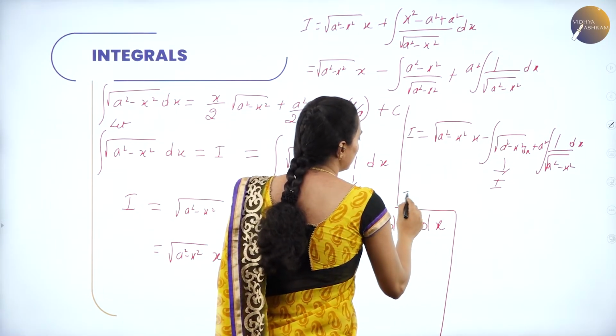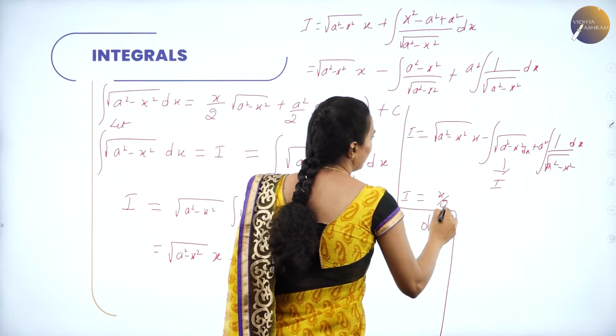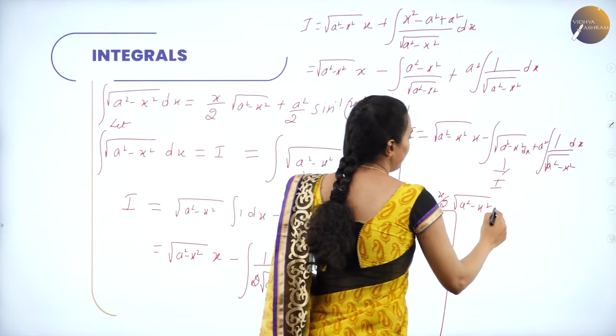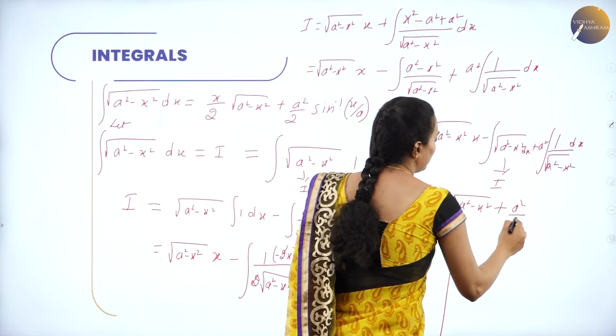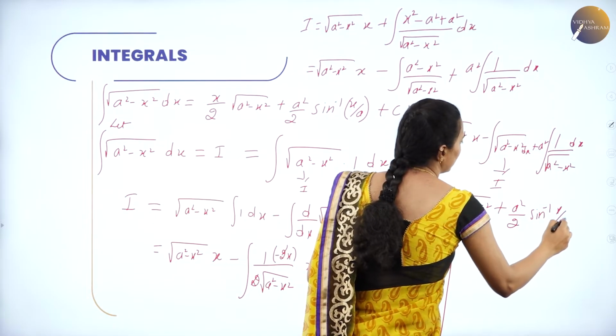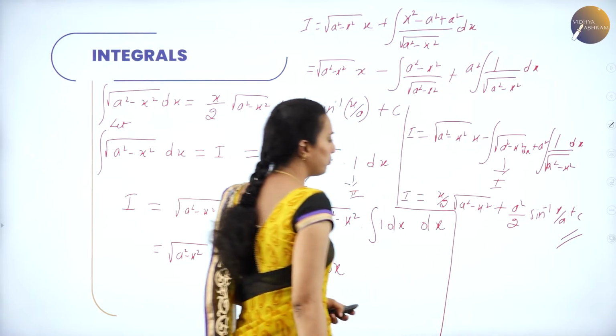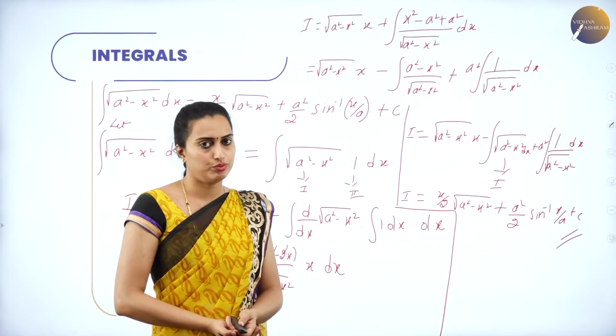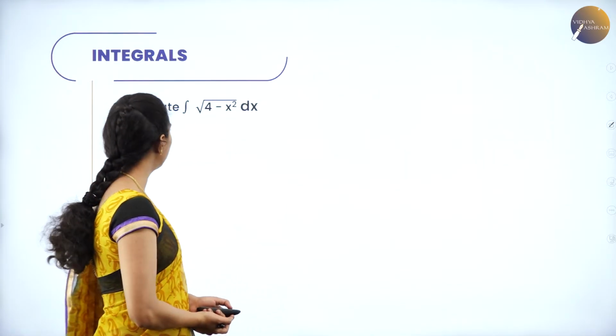So I is equal to x divided by 2 into under the root a squared minus x squared, plus a squared divided by 2 into, what will this be? Sine inverse of x by a plus c. I hope you got this proof also. Now based on these we'll be solving the problem, dear students. Okay, now let me move on to the problem.